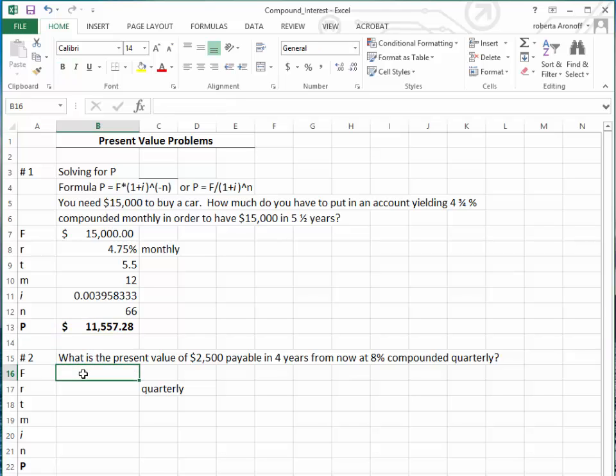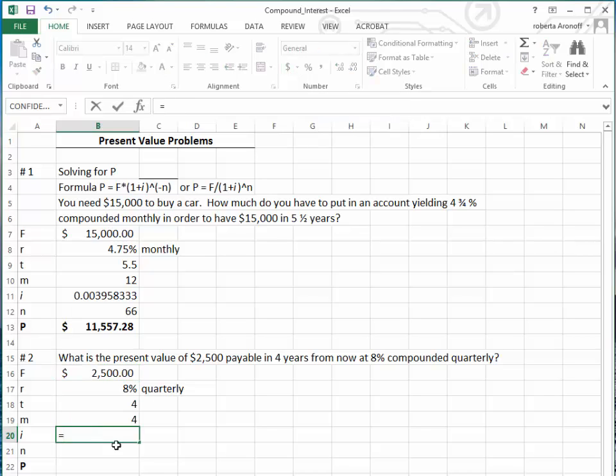Second question, what is the present value of $2,500 payable in 4 years at 8% interest compounded quarterly? Since it's compounded quarterly, we get 4 interest periods per year. I want the $2,500 to look like money, so I go back to that cell. I go to the accounting format.